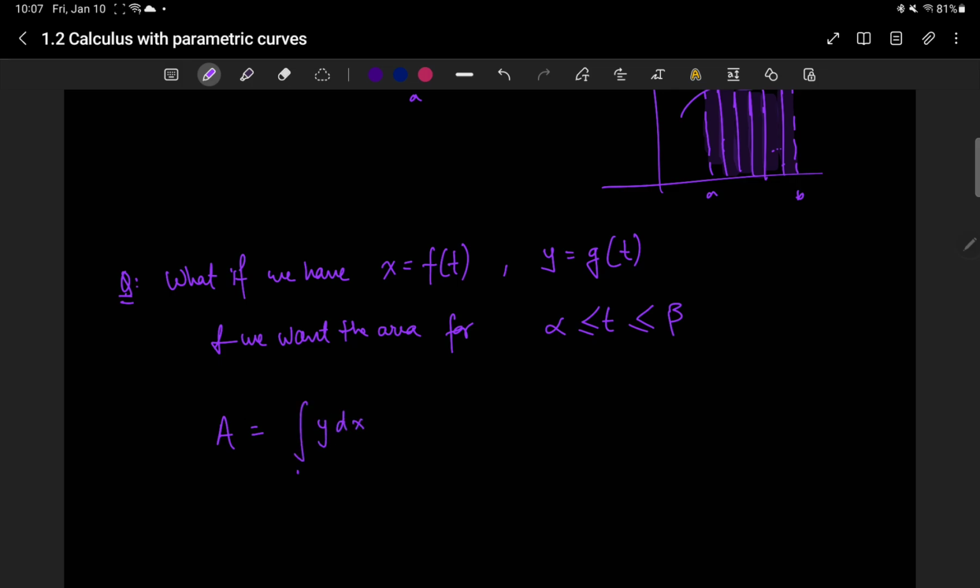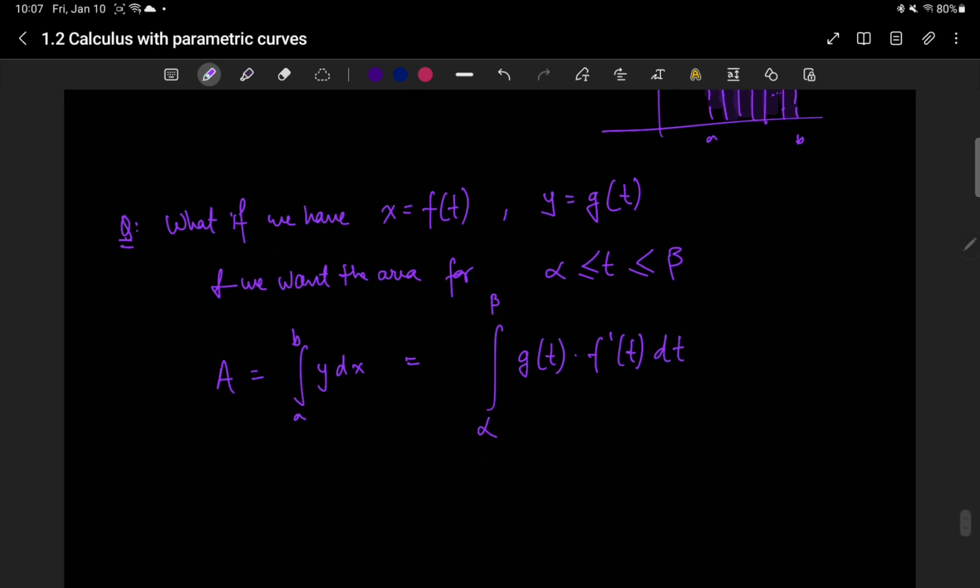y dx going from a to b, but in the parametric form, this will be given as going from alpha to beta, and we have g of t, which is your y, and we have f prime of t dt, which is basically dx. So all we are doing here is taking y and replacing it by g of t, and taking dx and replacing it by f prime of t dt.